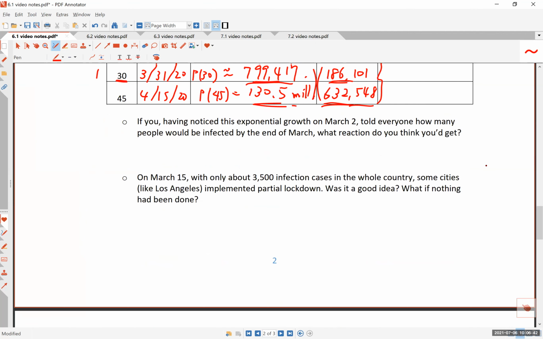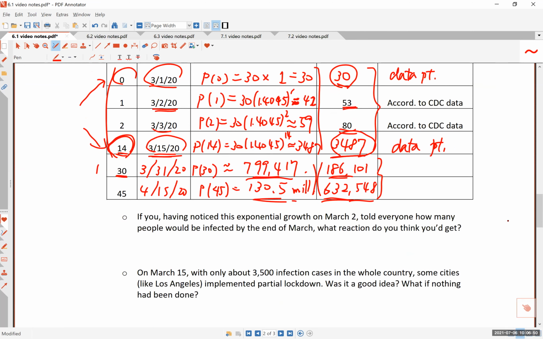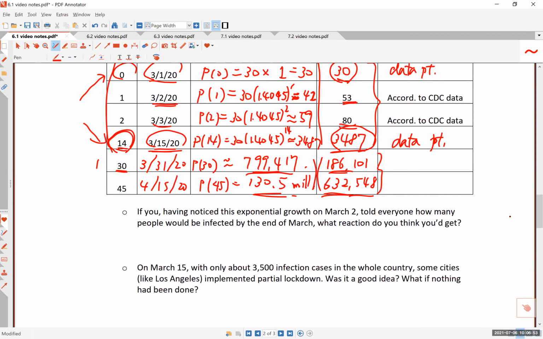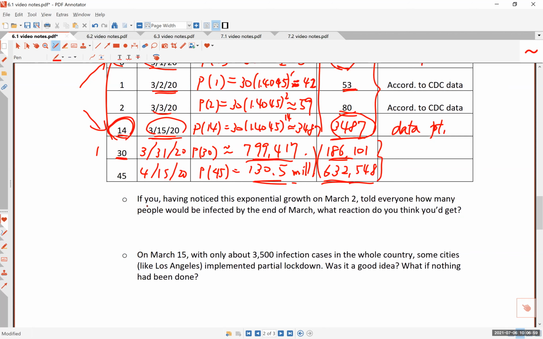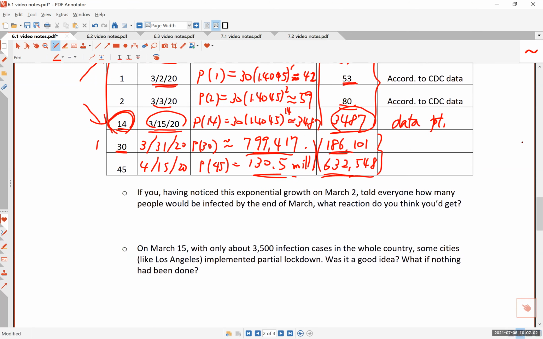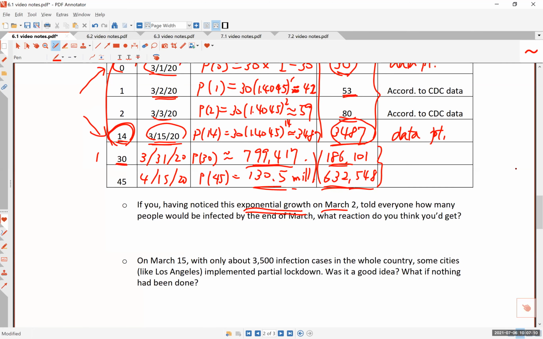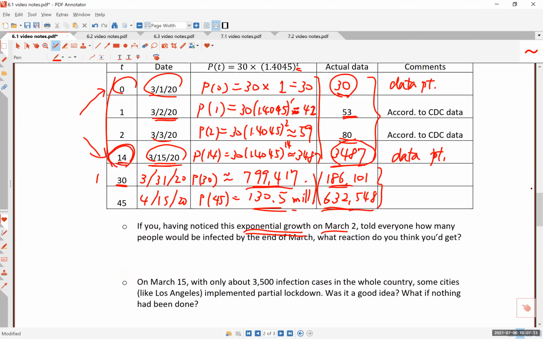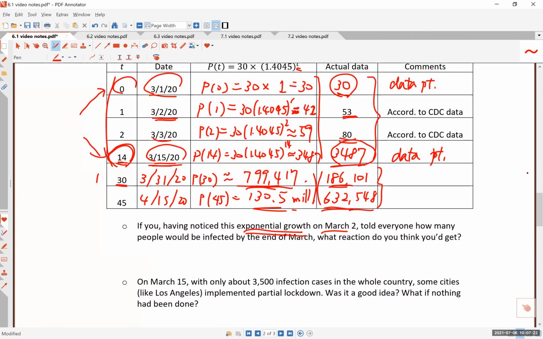All right, so here are the questions, the real important questions. And in a sense, you can say these are like life and death matters, right? Because people really died, many people died. In fact, hundreds of thousands of people lost their lives due to COVID-19. So if you are one of these officials, and if you notice this exponential growth on March 2nd, and if you told everybody, look, this is terrible, how many people would be infected by end of March? You'll say, look, based on our calculation for the first 2 weeks, by the end of March, you're going to have 800,000 people infected by this new coronavirus.